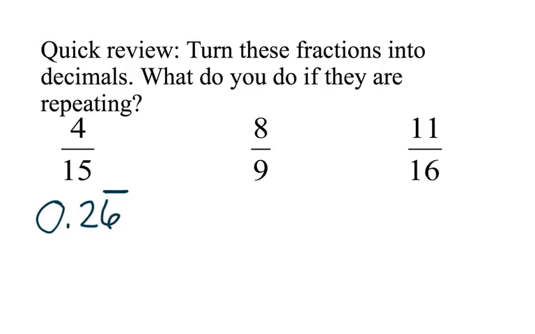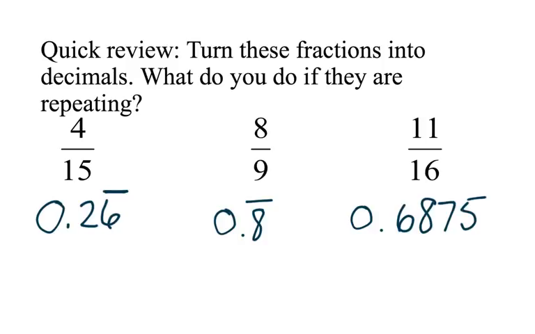So, 8 divided by 9 is 8/10 repeating. I know probably in the past, like in elementary school, they said you had to write 2 or 3 of the 8s and then put the line over it, but for our purposes, that's not necessary. Just one of those digits with the line over the top. And the very last one, 11 divided by 16, is 6,875 10,000ths, and it is a terminating decimal.